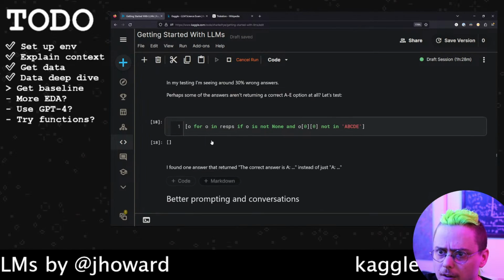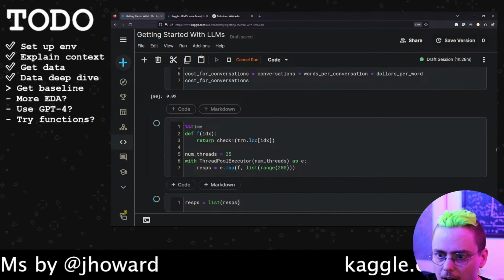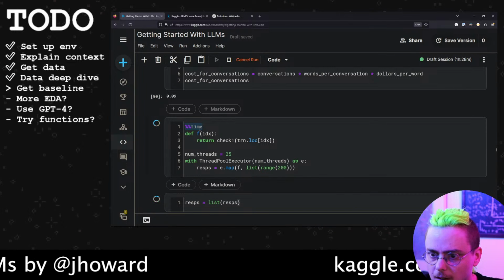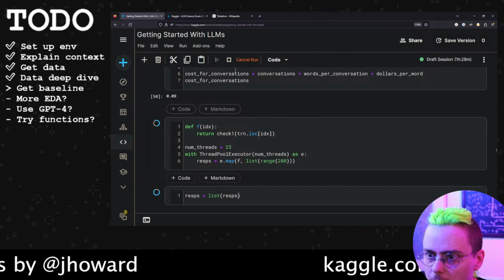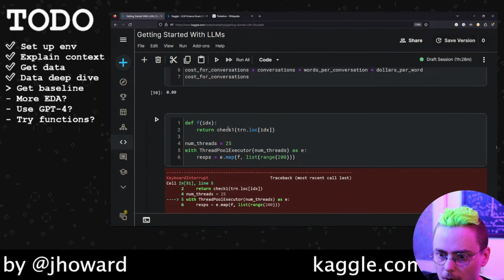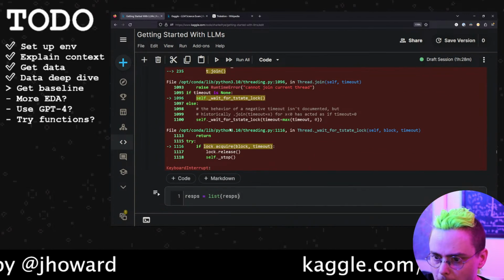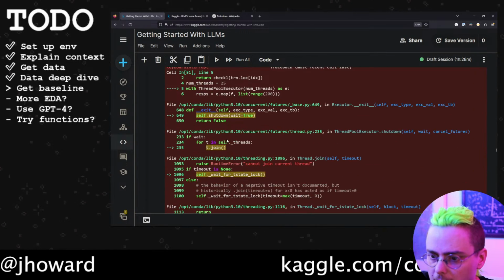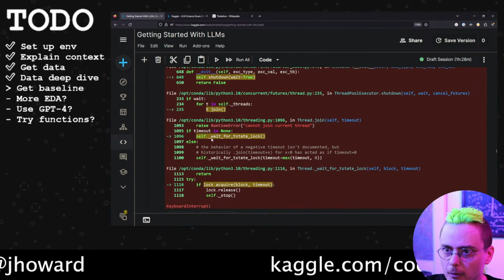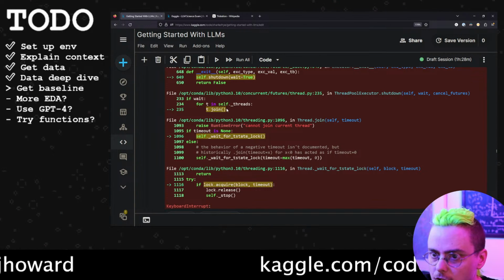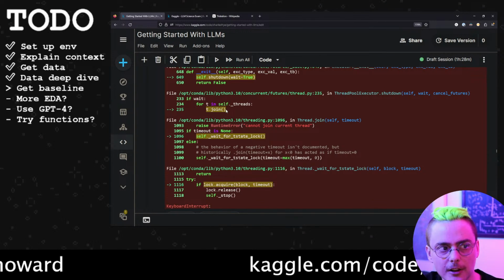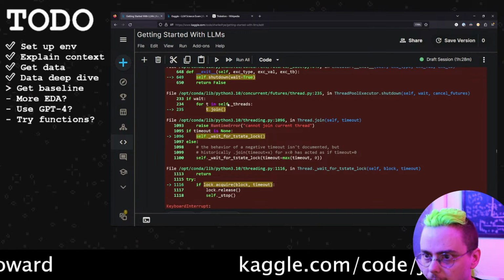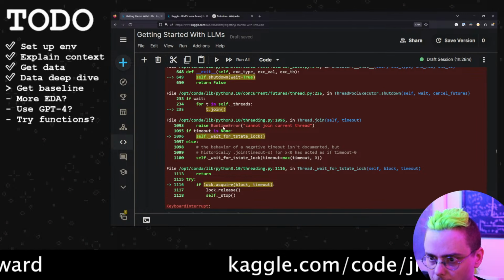All right, how are we doing on this? A little worried about this thread pool executor taking a really long time. Let's cancel the run and see where we were at. All right, it looks like we had at least one. I'm looking at this error message here. I see that we are at the point where the threads are being joined. So that's when we finish up and all of the threads are supposed to be finished.